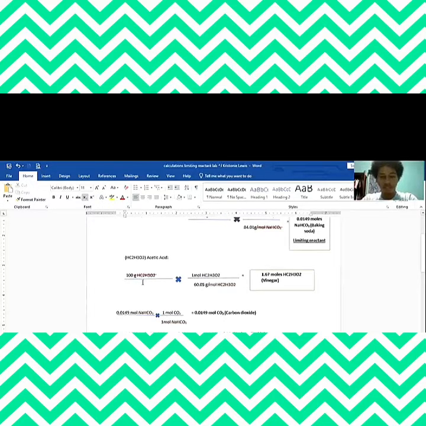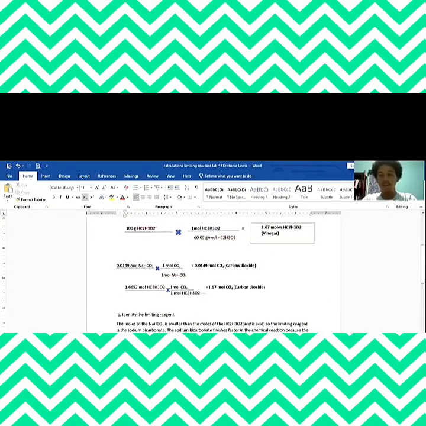Now we have the acetic acid, which is the vinegar. We will set up the dimensional analysis: 100 grams of acetic acid times 1 mole of acetic acid over 60.05 grams per mole of acetic acid. Then the grams cross out. Then when multiplied and divided, this gives you 1.67 moles of acetic acid, or vinegar.